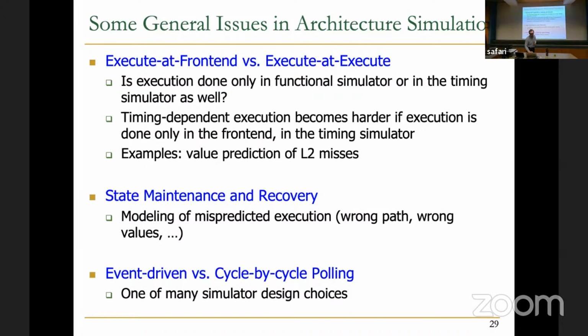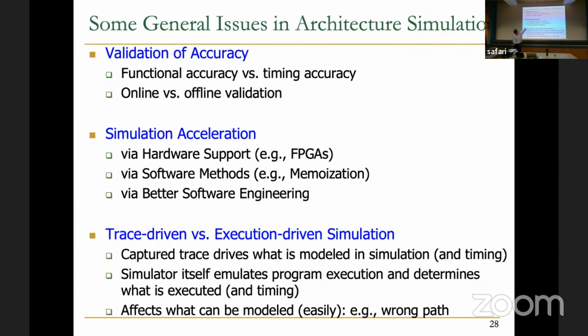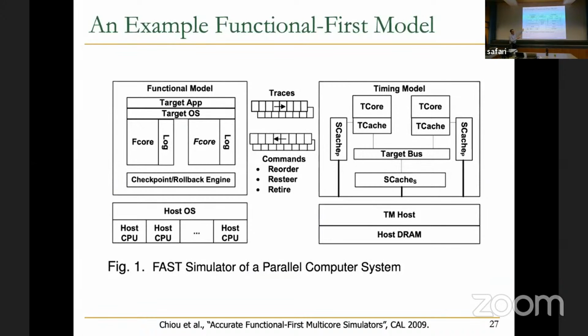Right? So state maintenance and recovery, this is important because, for example, if you're an execution-driven simulator, you need to execute on the wrong path. So you need to drive this functional simulator to the wrong path. How do you do that? Again, this could potentially be dependent on the timing. You need to drive the execution-driven functional simulator with the wrong value, for example. And then you'll need to be able to eventually recover. So you need to actually do checkpoints. That's why these papers over here have checkpoint and rollback engines. So you can actually checkpoint and roll back the functional simulator.